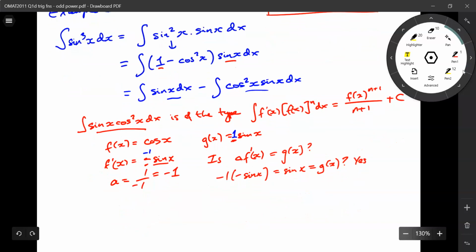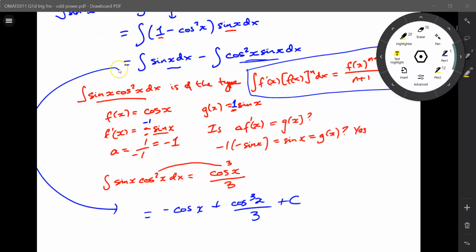And if we go ahead and use the rule, that says that the integral of sine x cosine squared x dx is equal to cosine x, and the power was 2, so we raise that power to 3 and we divide by the raised power.